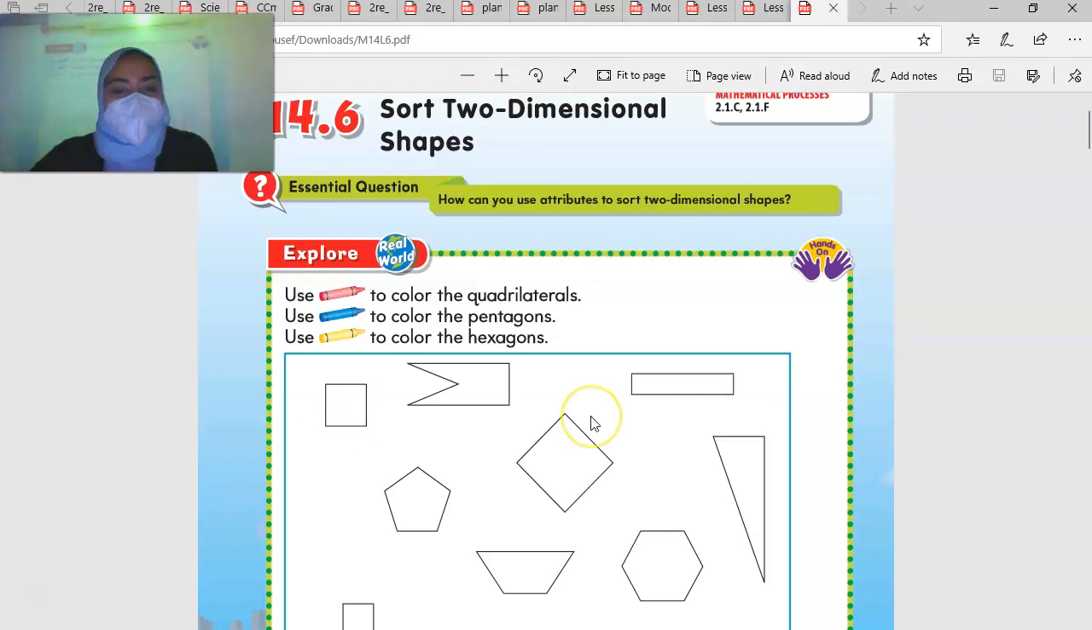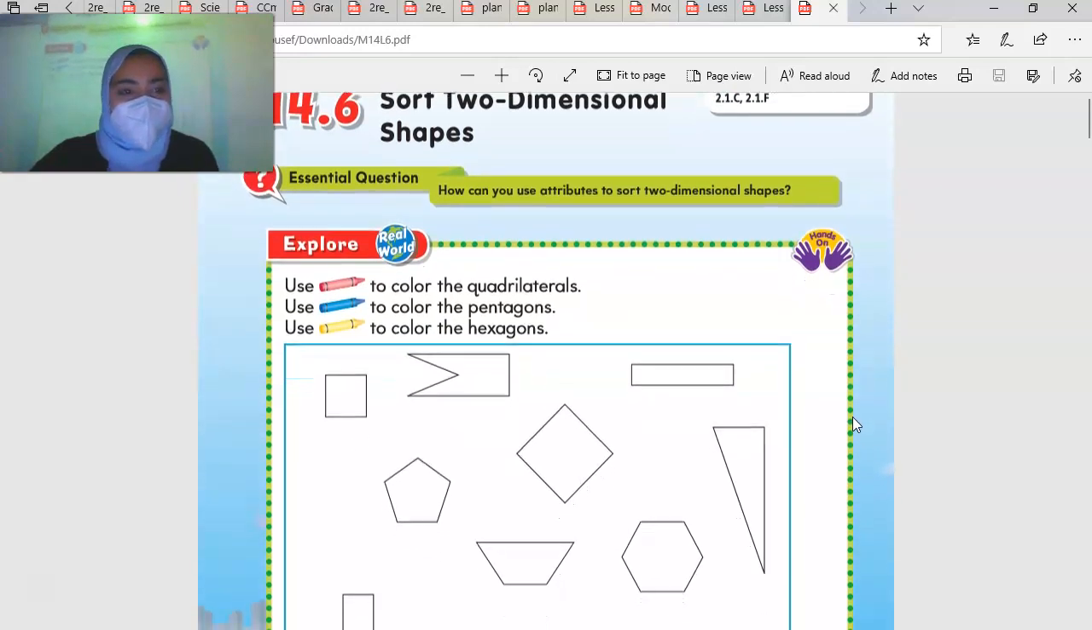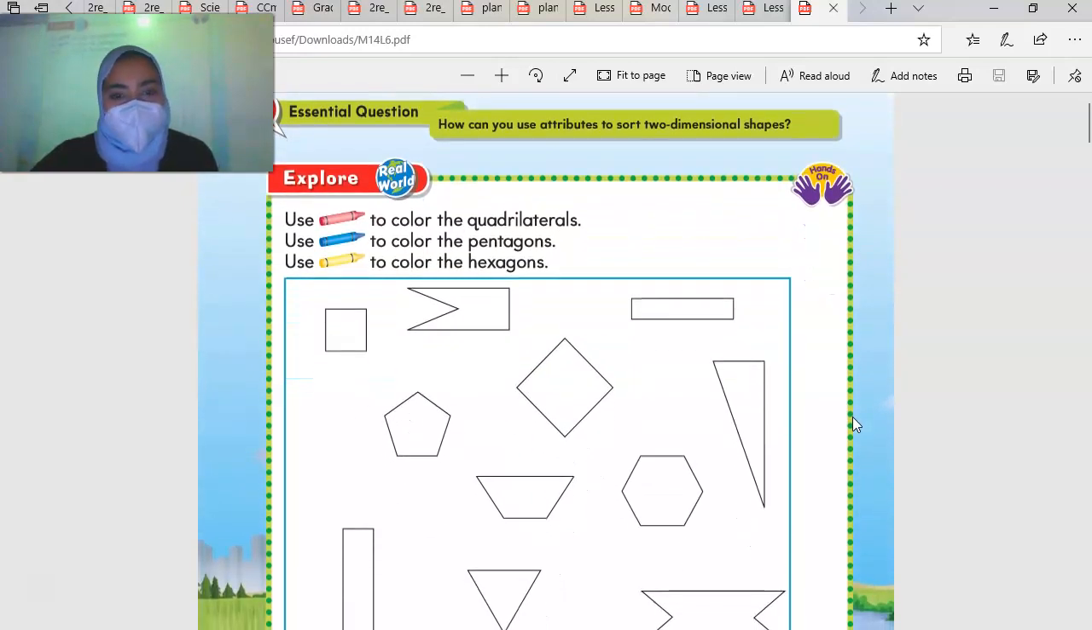Sort two-dimensional shapes. You're going to need crayons for today's lesson. This is lesson 14.6 in math. You can use crayons or color pencils. Please do not use markers. It's going to bleed through your book.